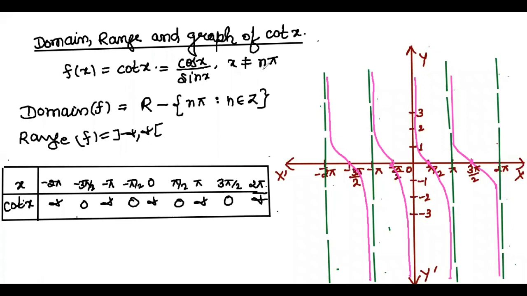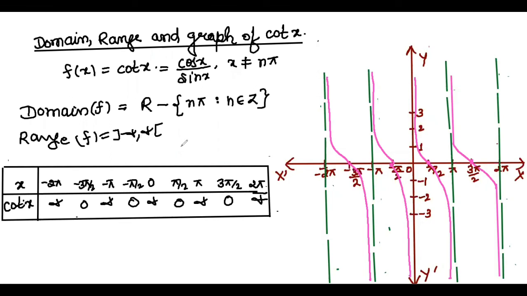Cot x we can write as cos x by sin x. So here x is not equal to n pi. When we apply x equals n pi, a multiple of pi, then we are getting infinity. So the domain value of cot x will be all real numbers minus n pi, such that n belongs to integers. And then the range will be minus infinity to infinity, meaning all real numbers.